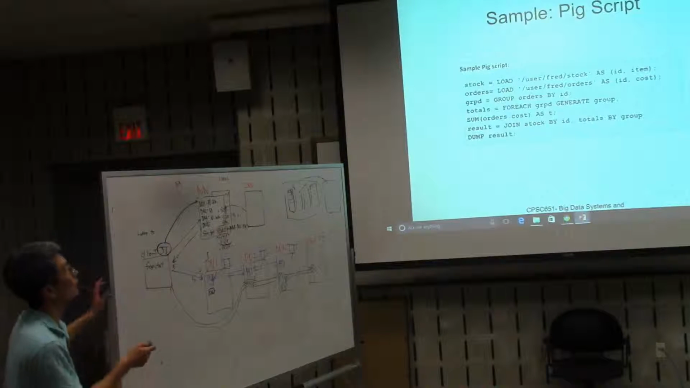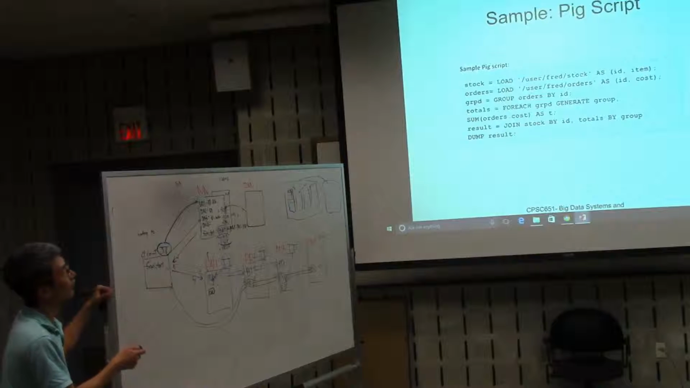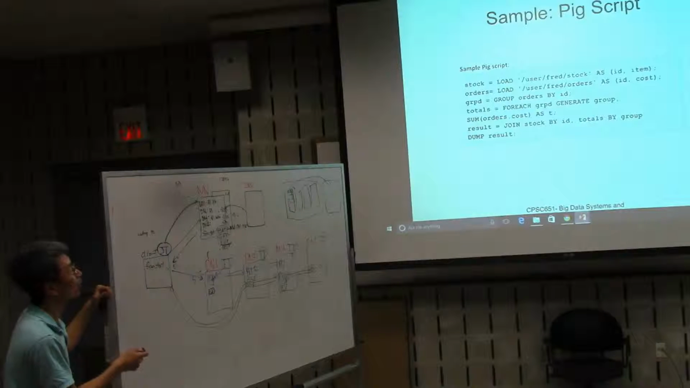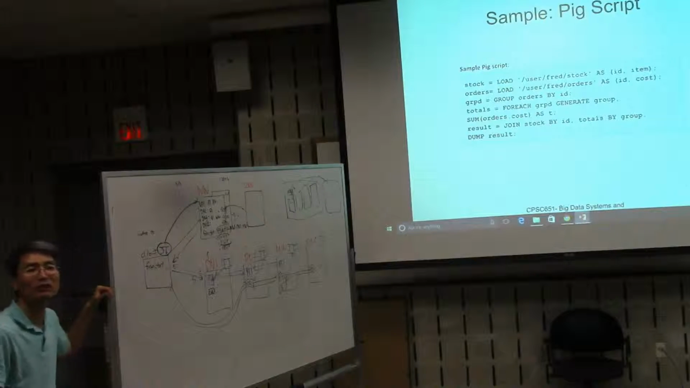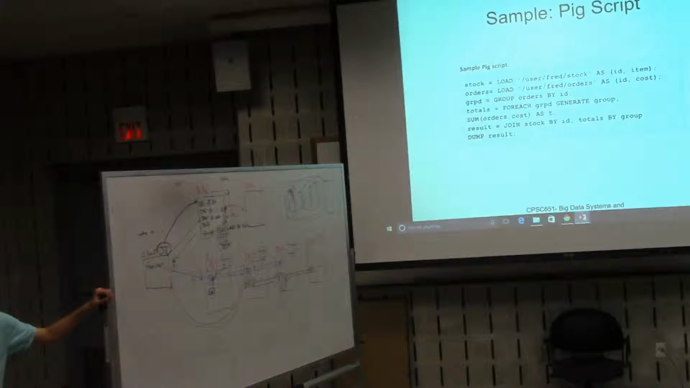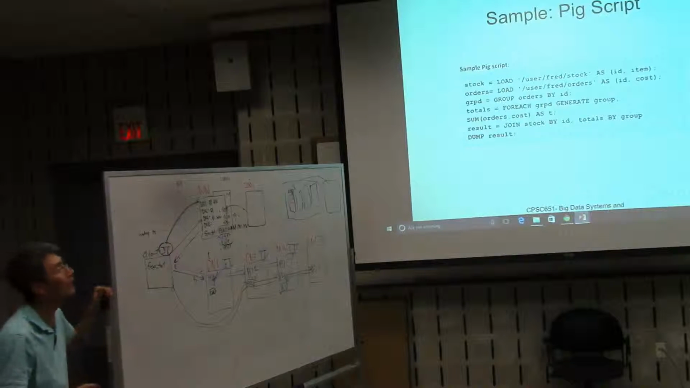Like you can specify the load. It's straightforward. Load the stock file from HDFS as ID, and you can even assign a specific name. Then group orders by ID, and for each you can do something. So you can reduce the development time. What happens when you submit this one? It is converted to a MapReduce program. Okay, this is a big.